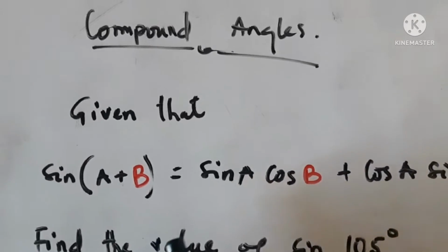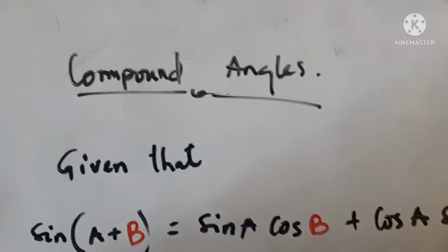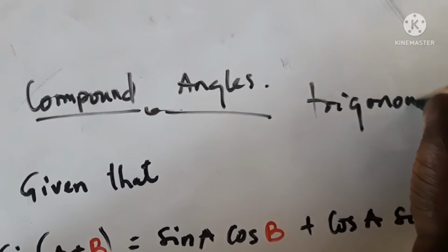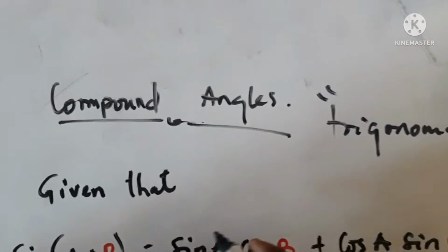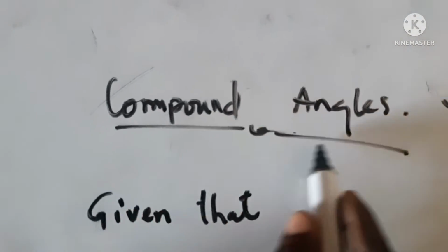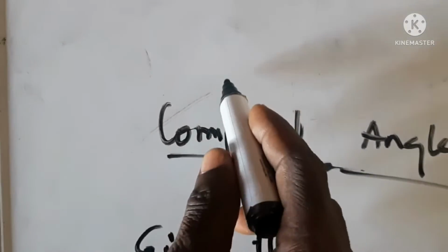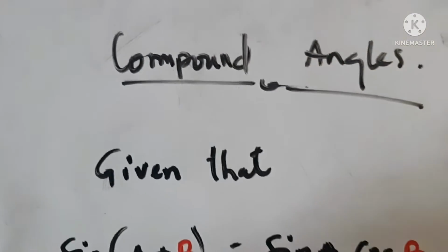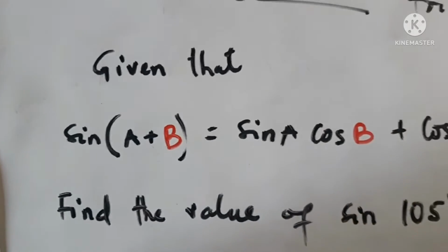In this video, we want to discuss the idea of compound angles in trigonometry. That is the main topic here. The word compound means something like a multiple, or more than one. So the idea is that we are going to use a simple scenario to demonstrate that.